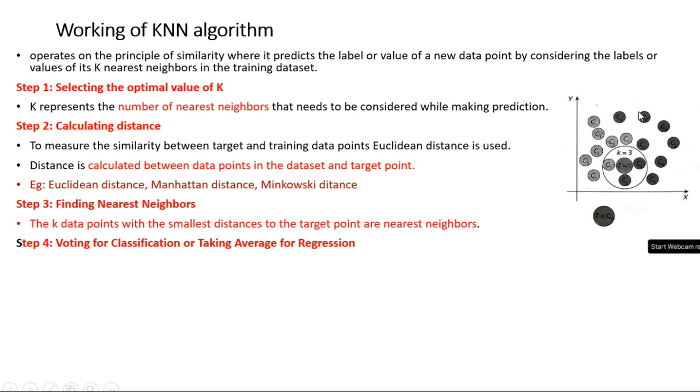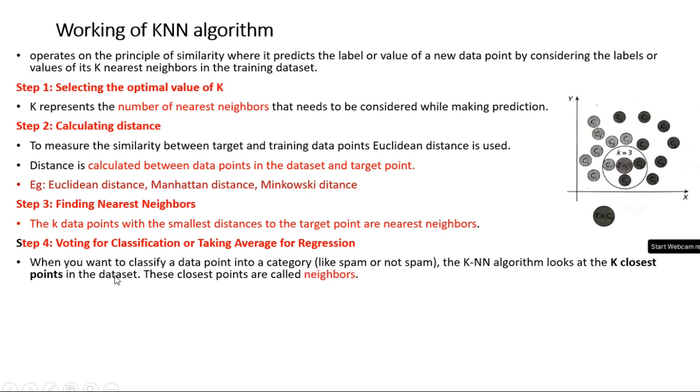Once I have calculated the distance to all, take the 3 smallest distances. Once you do that, you do the classification. So now you do step 4, voting for classification, or you take the average for regression. Suppose you do classification, you vote. If you take regression, you take the average.